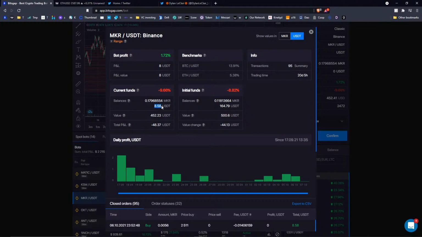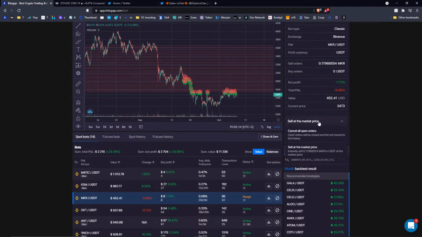because that's the one which is allocated to limit buy orders, and the 0.17 MKR is in sell orders now. So once it sells this plus the USDT you have, in total that's 452. So you get 452. And yeah, minus the fee you pay for selling this at the market price.